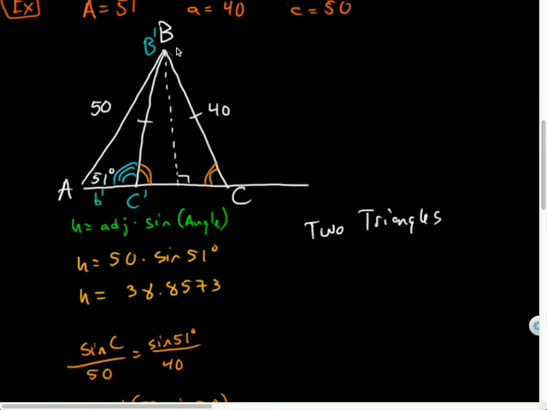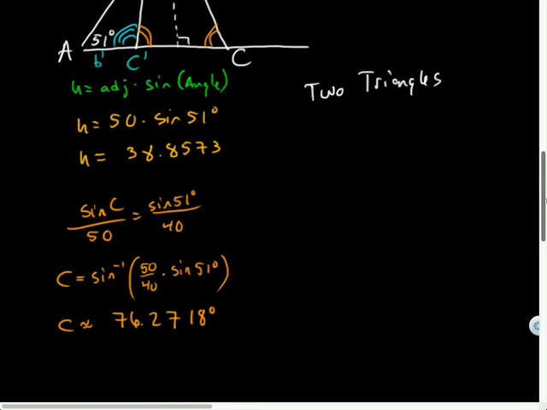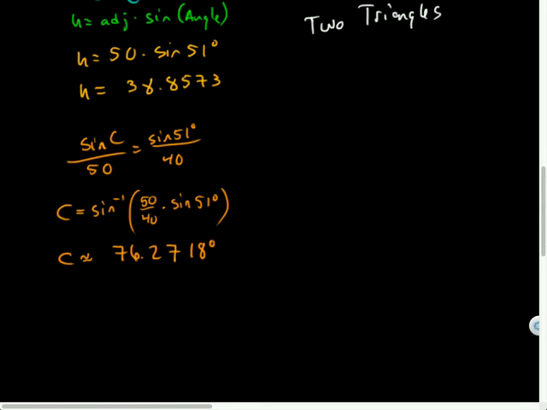So for our outside triangle, what other information can I now find? I can find angle B. So 180 minus A plus C.